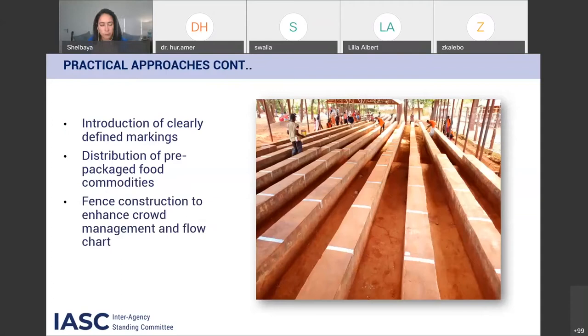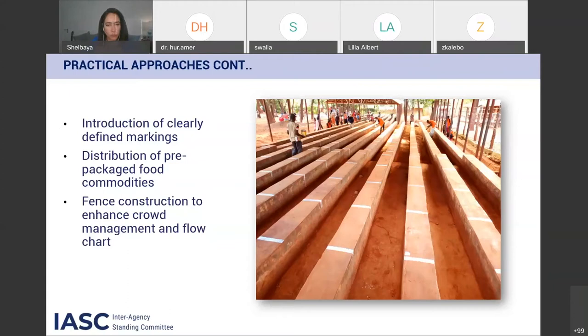Another one was to introduce clearly defined markings. As you can see in the photo here, we had to demarcate where a person should sit, taking into consideration physical distancing, because this really enhanced compliance from the beneficiaries since they could easily see the marks. Also, we had to introduce pre-packaging of the food commodities, meaning that prior to the food distribution, we had to pre-package the food according to the family size. For example, family size one, the food equivalent to its family, family size two, and up to 10 and 11.